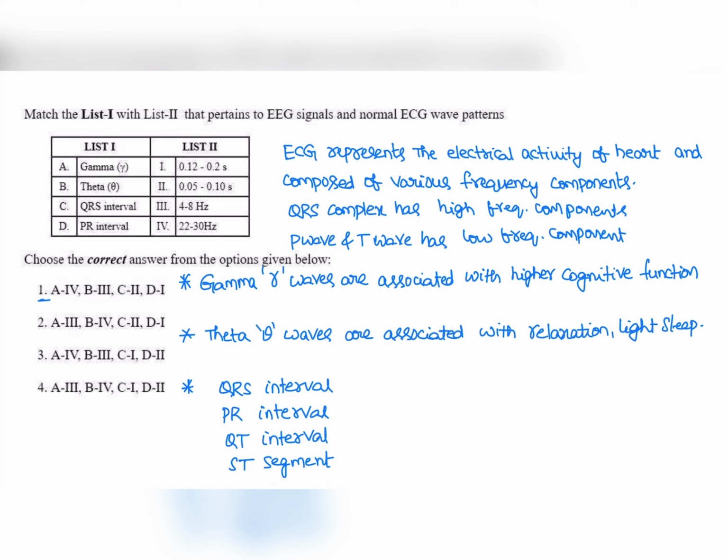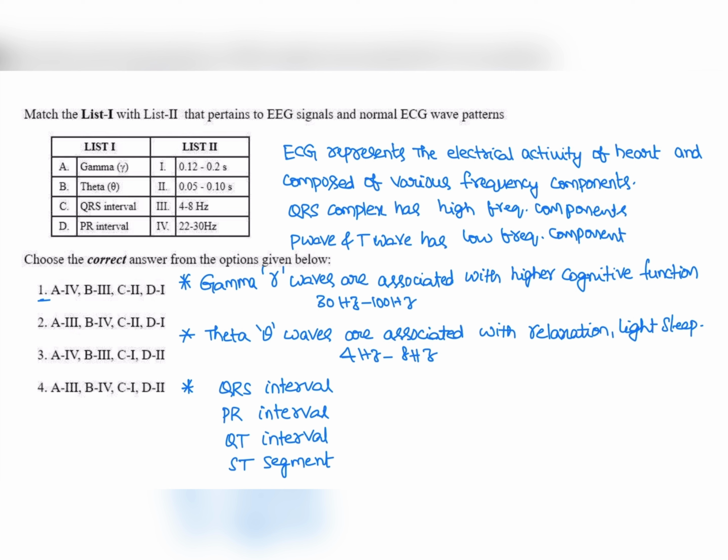Gamma waves are associated with high cognitive function, that is memory, concentration and learning, and the frequency range is from 30 Hz to 100 Hz. Next, theta waves are associated with relaxation and light sleep, and the frequency range is from 4 Hz to 8 Hz.